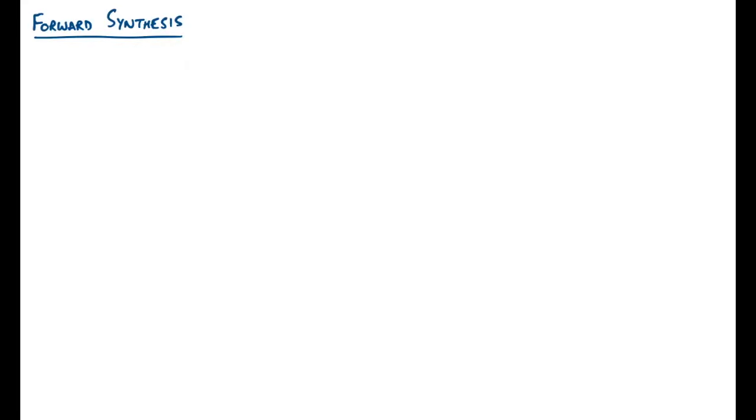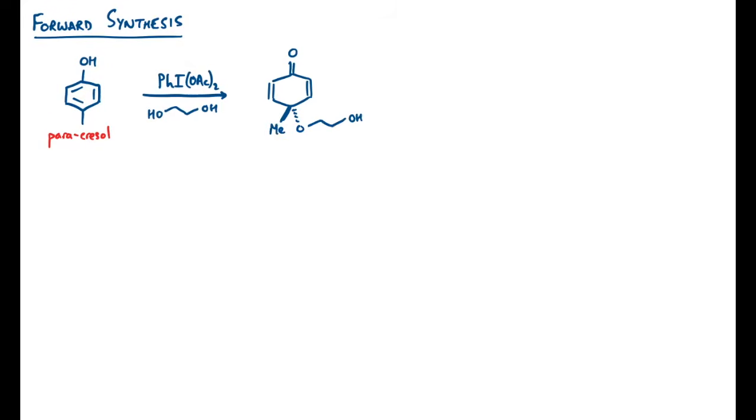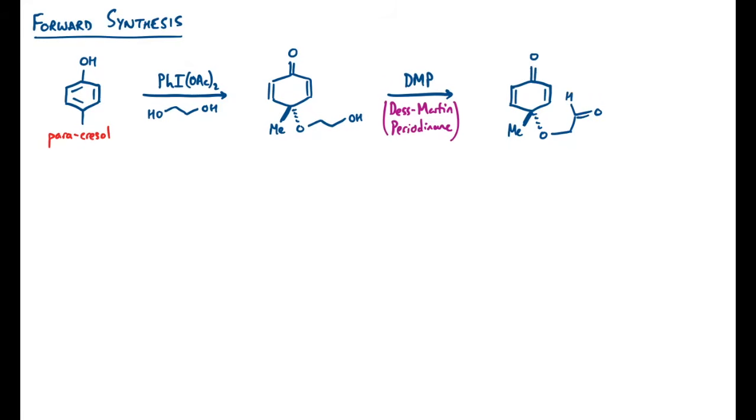Just as a summary, here's the full forward synthesis. Starting with para-cresol, I'll react with my hypervalent iodine species in the presence of ethylene glycol as a nucleophile. This will dearomatize and give me the electrophilic Michael acceptors. Next, I'll use my Dess-Martin oxidation. That's just using Dess-Martin periodinane to oxidize up to the aldehyde intermediate.